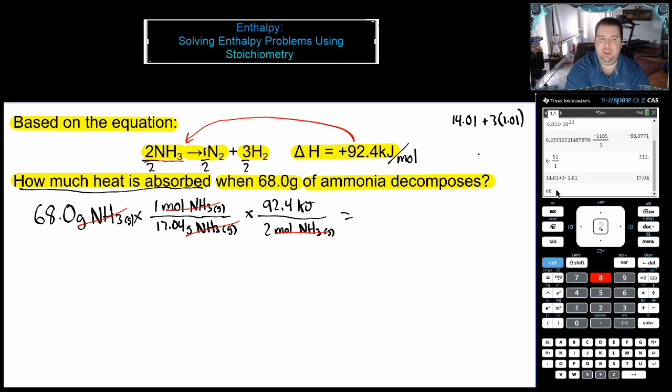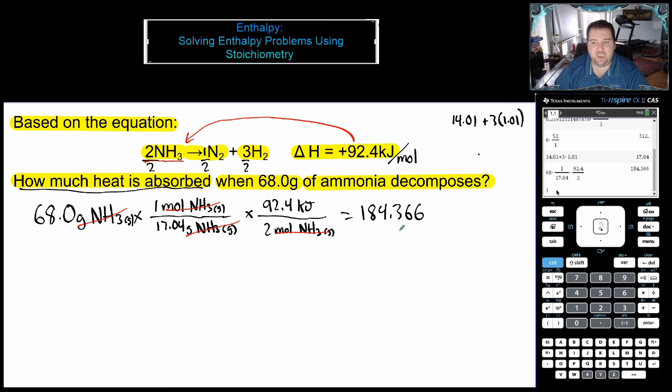We have 68 grams multiplied by 1 over 17.04 multiplied by 92.4 divided by 2. And that is 184.366. Okay, I haven't really dealt with significant figures, right?